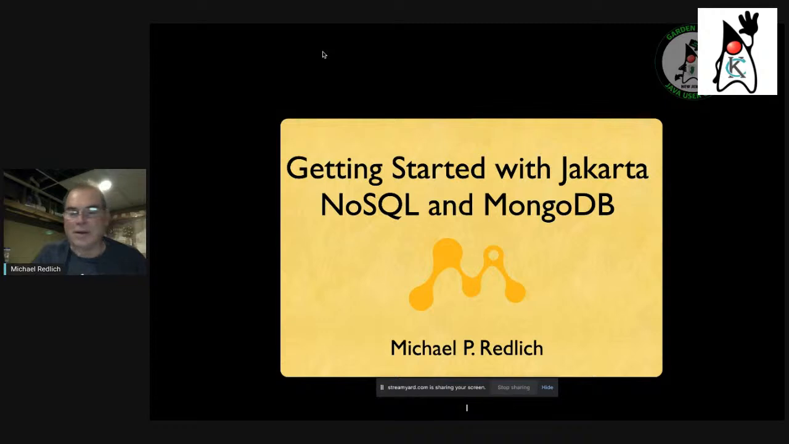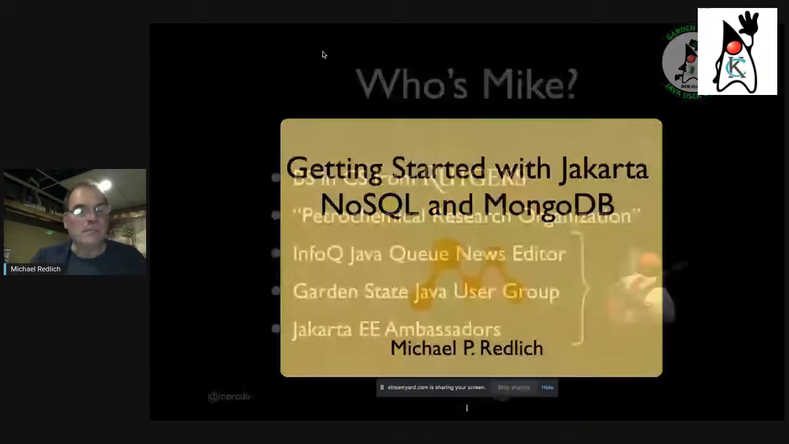All right, awesome. Well, good evening, everybody, and greetings from Flemington, New Jersey. It's what makes the Garden State the Garden State. We're on the western part of New Jersey, about maybe 20 miles from the Delaware River. I'd like to share with you a lot of what I've learned about Jakarta NoSQL and MongoDB tonight.